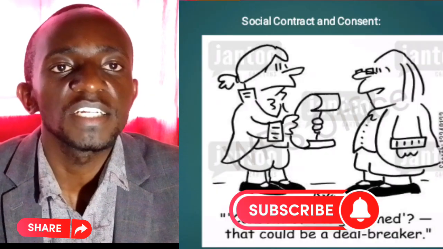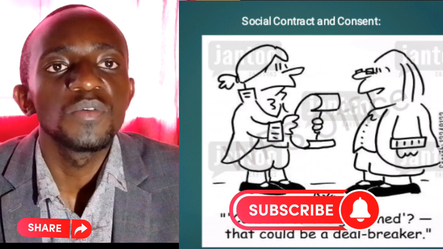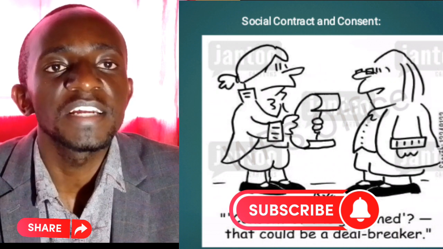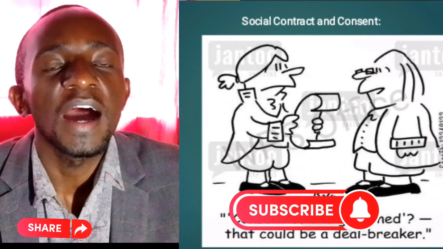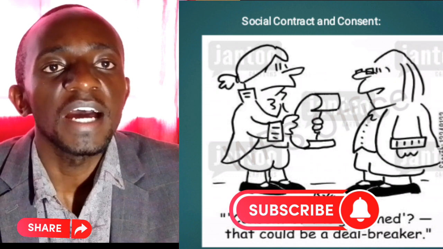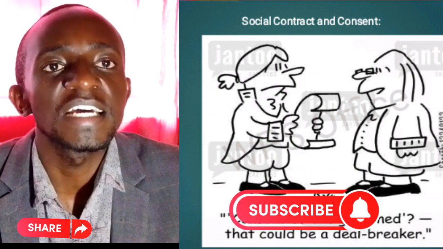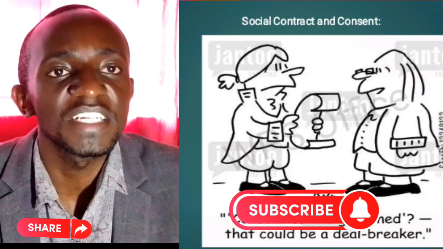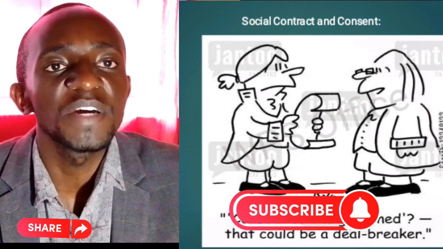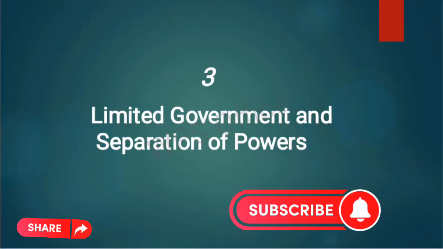On social contract and consent, Locke believed that this is the period when people decided to come together and form a social contract where they willingly surrender some of their rights to the government in order for the government to protect their natural rights.